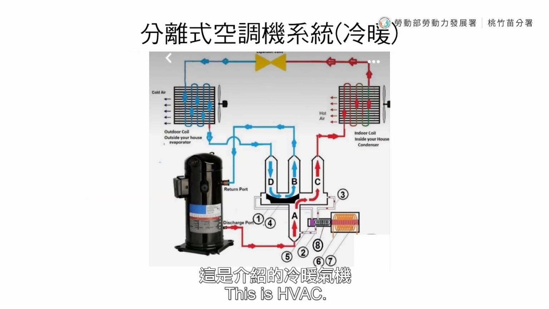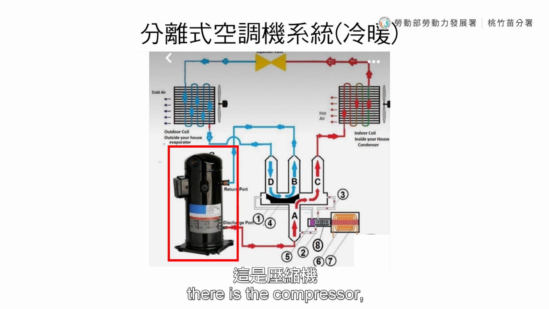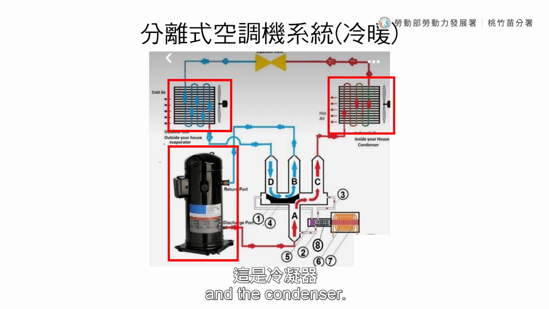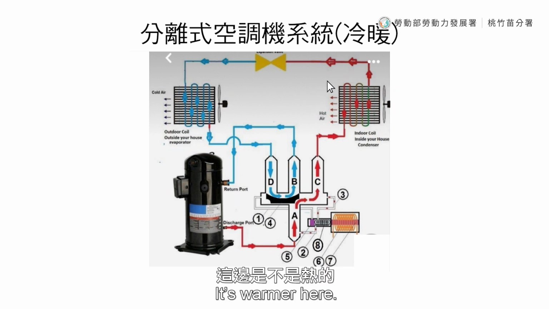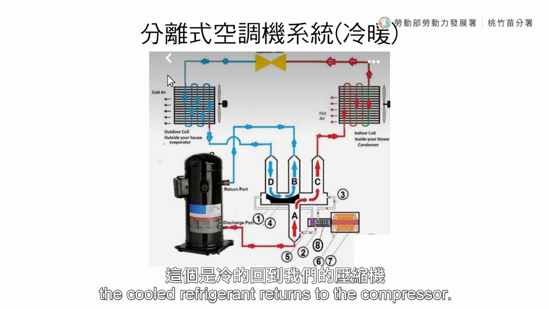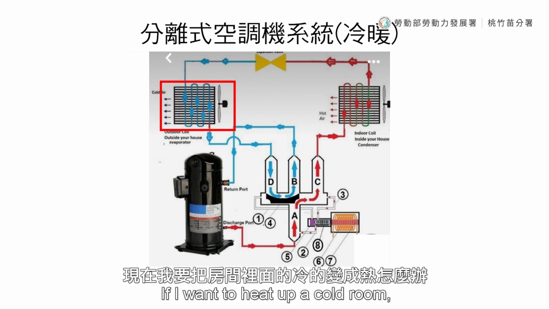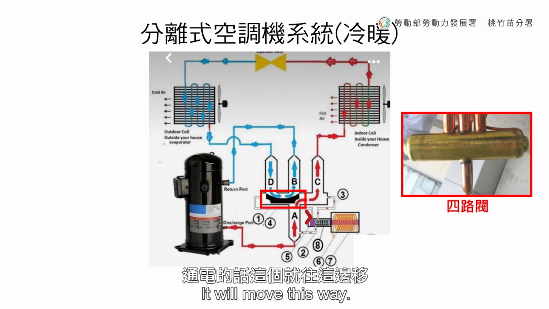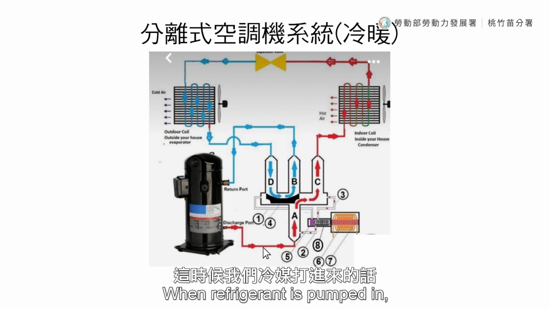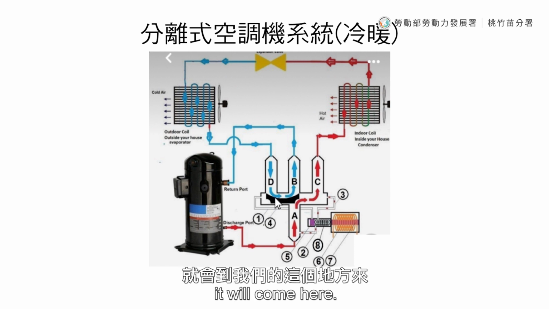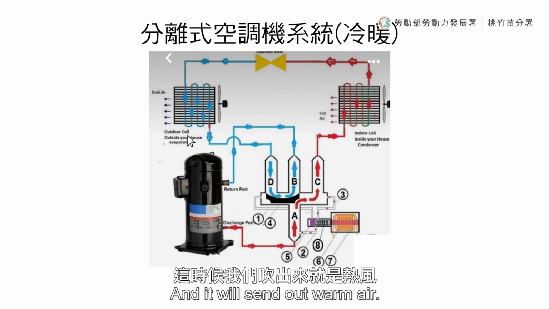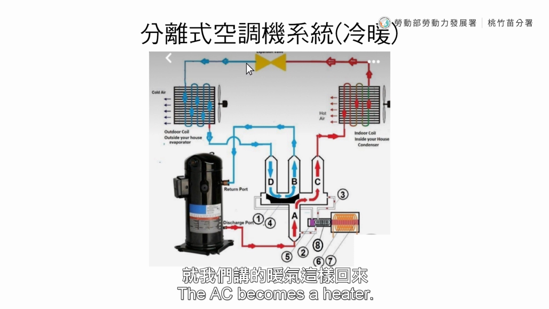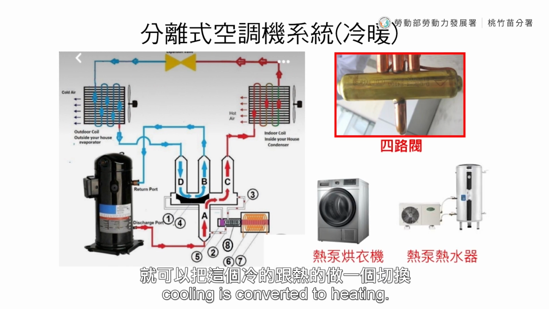This is HVAC. On this diagram, this is a compressor, the evaporator, and the condenser. Then there's a conversion. As I explained earlier, refrigerant flows through. It's warmer here. After the conversion, the cooled refrigerant returns to the compressor. If I want to heat up a cold room, I'll turn this on. It will move this way. When refrigerant is pumped in, it will come here. The refrigerant flows here towards the indoor unit, and it will send out warm air. The AC becomes a heater. With this device here, cooling is converted to heating.